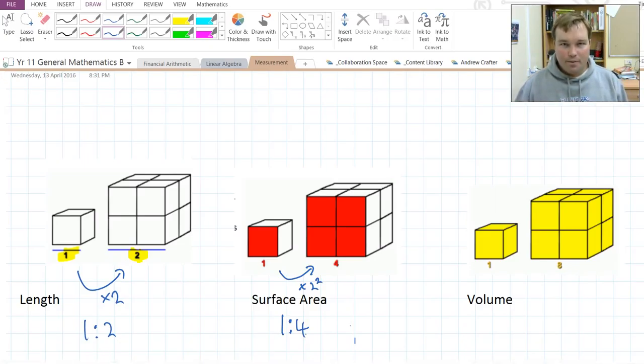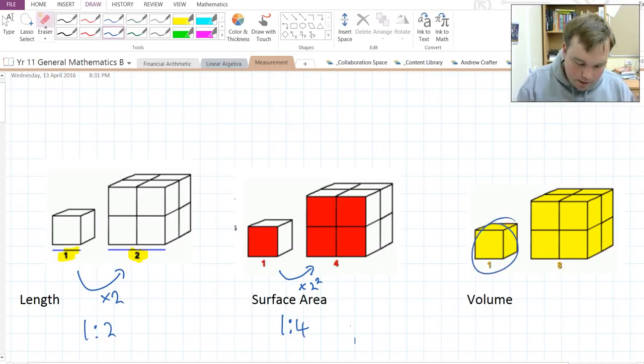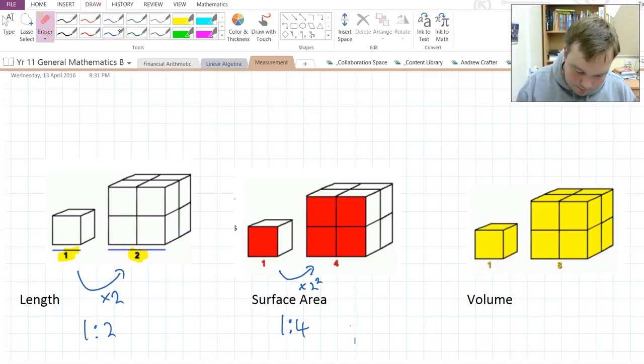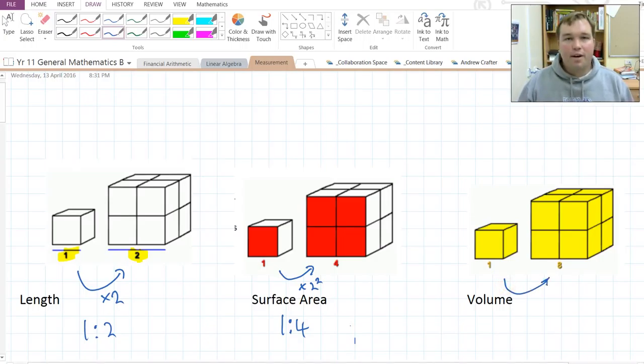Now, volume. Count the volume of the first one. Clearly, it's a 1 centimeter cube, so the volume is just 1. If we double it, well then the volume becomes 8. Which means when we find the scale factor, it's the length scale factor, but to the power of 3. Because 2 to the power of 3 is 8. And the ratio of their volumes is 1 to 8.